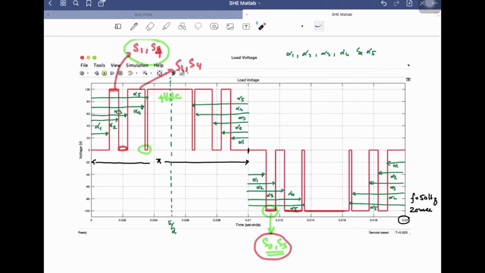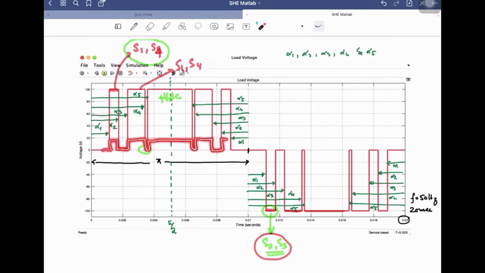Then I will have to keep all the switches off for this interval, and then I will turn on the switches S1 and S4 again from this time till this time. And then I will have to keep them off, and then I will turn them on for this interval for a quarter cycle, because the quarter cycle is completed over here. So now we need to generate these pulses for the switches S1 and S4.